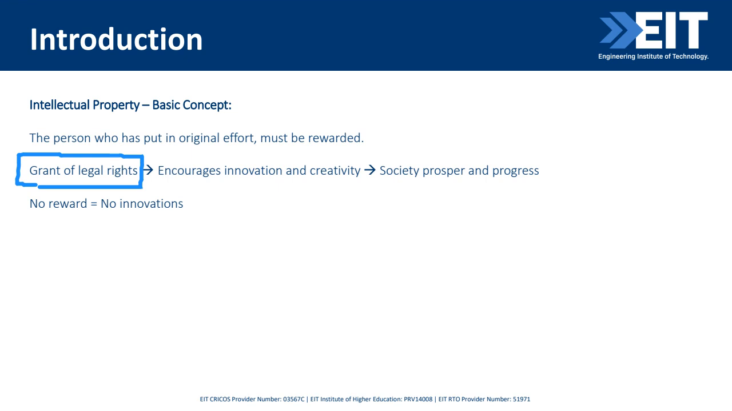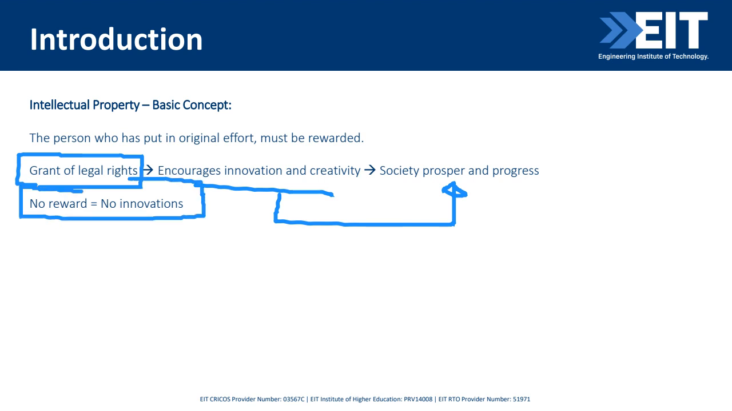And with more innovation and more creativity, society prospers and progresses. There are more solutions to problems available, more challenges can be overcome by intellectual people, and that's how society can make progress. Now, just imagine if there was no reward, who would like to innovate? Who would like to invest that much effort and time working towards solving some problem if they are not going to earn anything out of that? So that is the basic concept behind any intellectual property in any corner of this world.